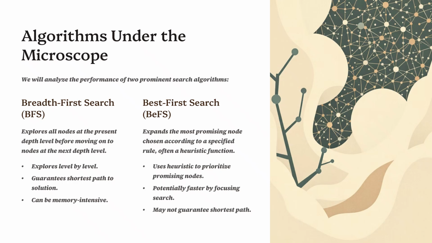Next comes best first search, BEFS. It expands the most promising node chosen according to a specified rule, often a heuristic function. It uses a heuristic to prioritize promising nodes, potentially faster by focusing the search, but it may not guarantee a shortest path.